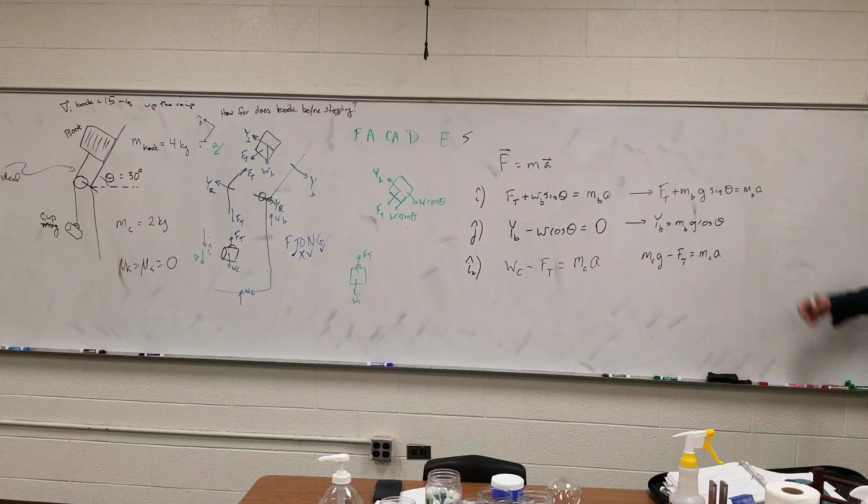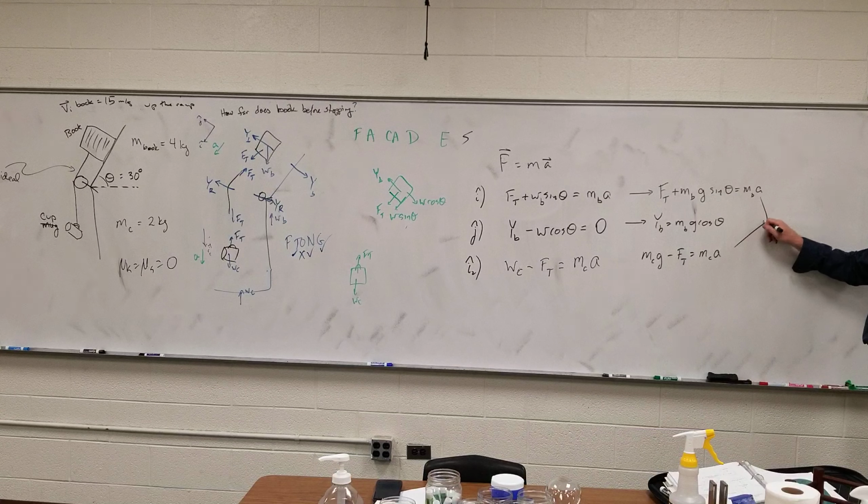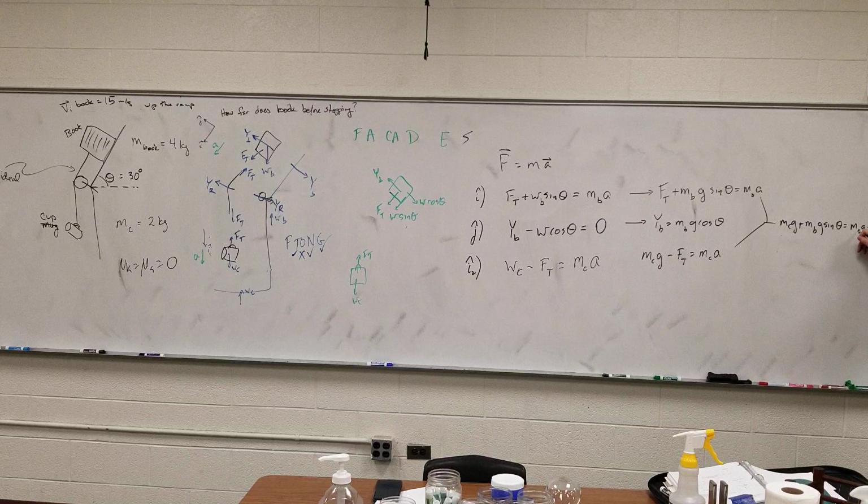So now we have the convenience of positive tension, negative tension. So I'm just going to add the left sides. You get M_C g plus M_B g sine theta is equal to M_B a plus M_C a. Oh, and the tensions cancel out, because one's less. You could also have solved for tension in one of the equations and plugged into the other. It adds an extra step or two.